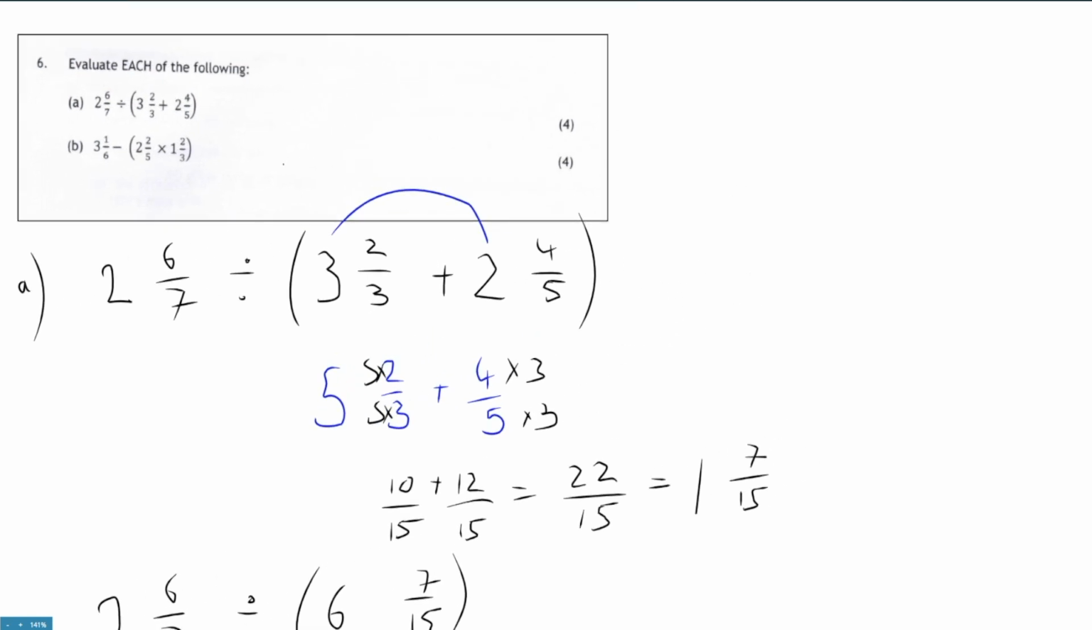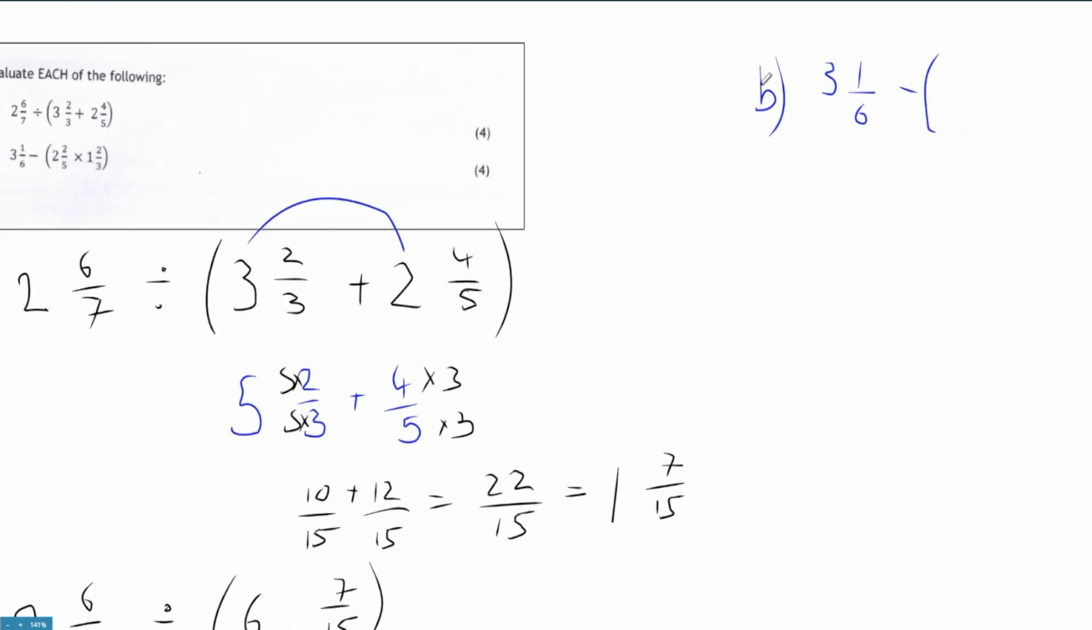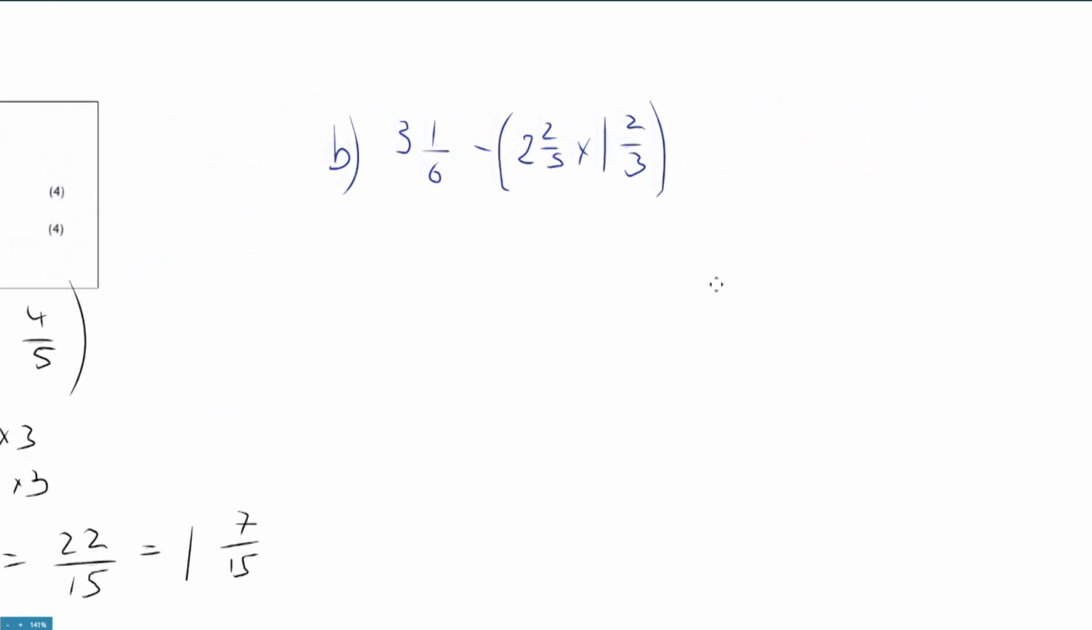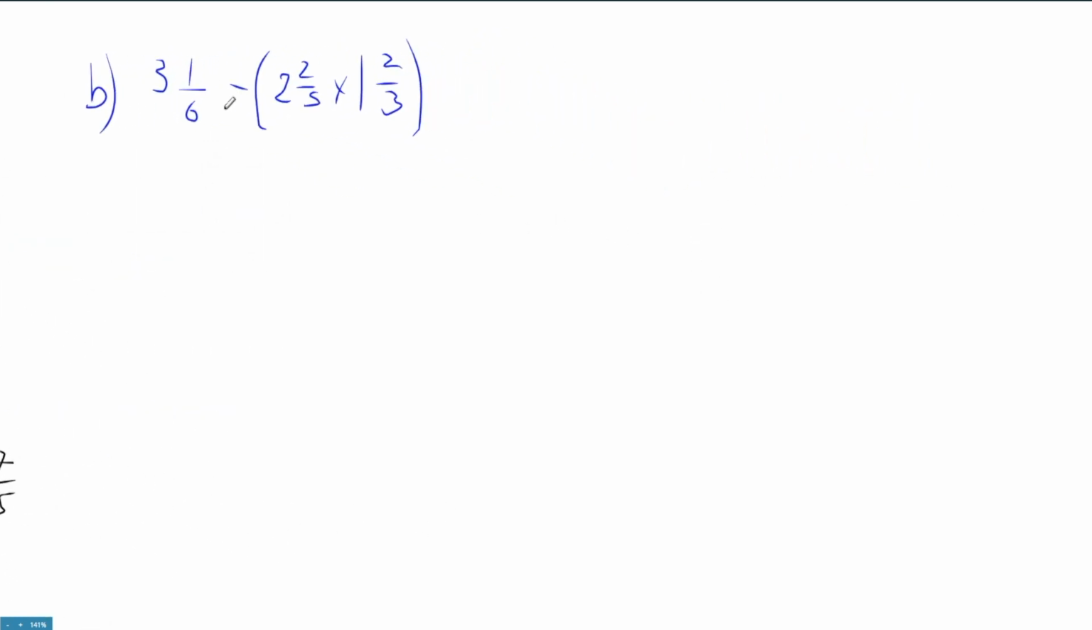Part B. Let's do another color. Part B is 3 and 1/6 minus 2 and 2/5 times 1 and 2/3. All right, let's get to work on this one. Let's put all this into top-heavy fractions or improper fractions. So 2 times 5 is 10, plus the 2 is a 12. So 12 over 5 times 1 times 3 is 3, plus that is a 5. 5 over 3.